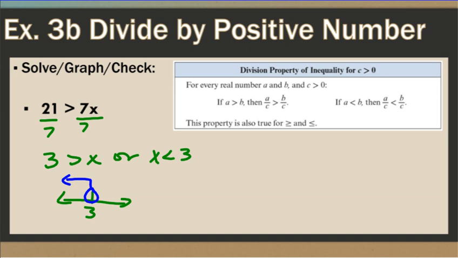Check my answer, a number less than 3. I'll just choose 2. So 21 is greater than 7 times 2. 21 is greater than 14.